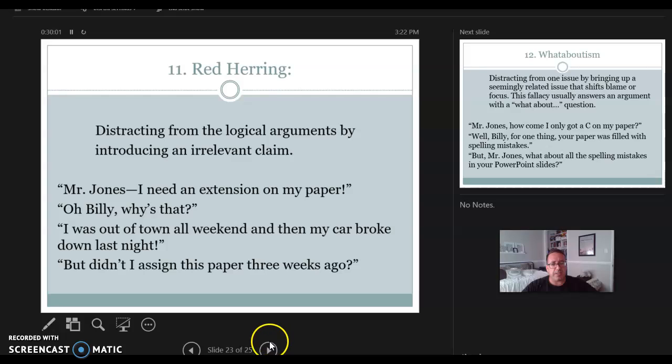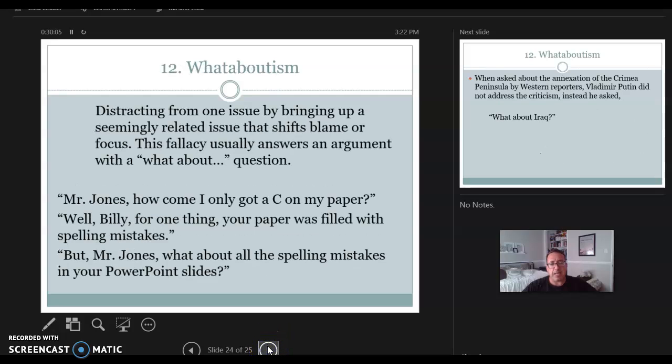One that's related to this, a form of red herring, is my last fallacy I'll talk about, and that's called whataboutism. This is distracting from one issue by bringing up a seemingly related issue that shifts blame or focus. So you can see how that's close to the red herring, right? Red herring is just an umbrella term to cover any irrelevant points that are brought in to distract from the argument, and whataboutism usually starts with "what about." That's why it's called whataboutism.